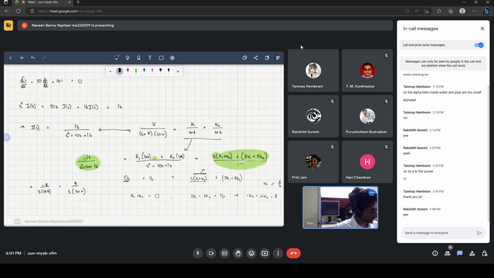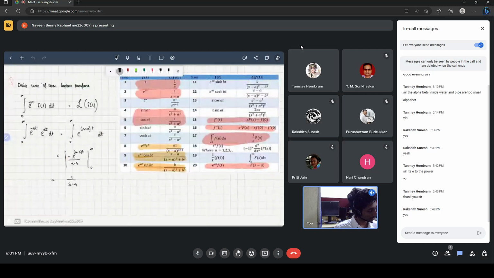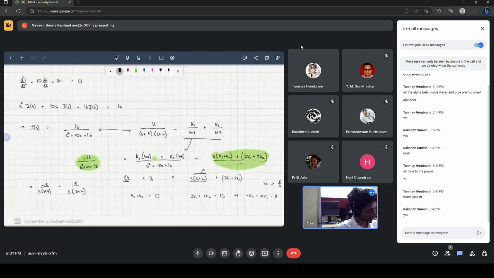And we know how to take the inverse Laplace transform of these two terms. The inverse Laplace transform of these two terms will relate to e to the power at, and so with the coefficients, i of t is the inverse Laplace transform of I of s. So it's minus 8 by 3 into e to the power minus 8t plus 8 by 3 into e to the power minus 2t.